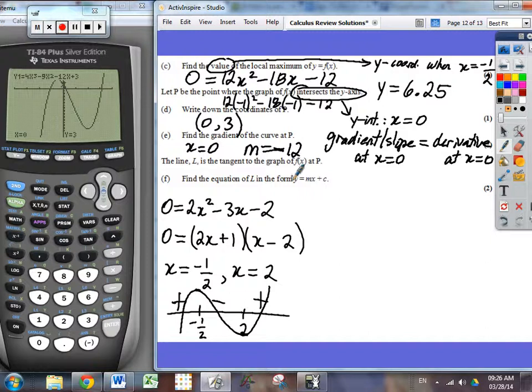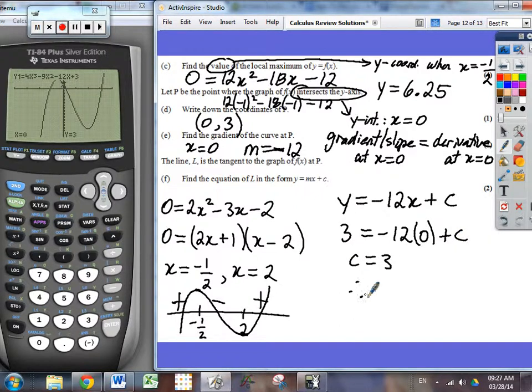Okay? Lastly, we need to find the equation of L in the form y equals mx plus c. So clearly your slope is negative 12. So let's substitute in a known point like this coordinate 0, 3. So here's my y-coordinate, here's my x-coordinate. This disappears and we discover that c equals 3. And therefore your function is y equals negative 12x plus 3. And there's the equation of the line L.